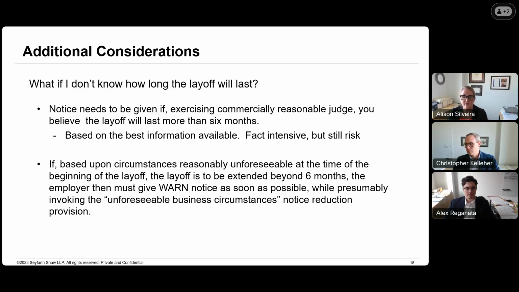But as these are fact-intensive considerations, there's always a risk that retrospectively you'll be deemed to have reasonably been able to foresee a layoff of more than 6 months. And notably, as soon as you realize that an employee is going to be laid off for more than 6 months, you should give the WARN notices as soon as possible, while presumably invoking the unforeseeable business circumstances notice reduction that we talked about on the last slide. Next slide.